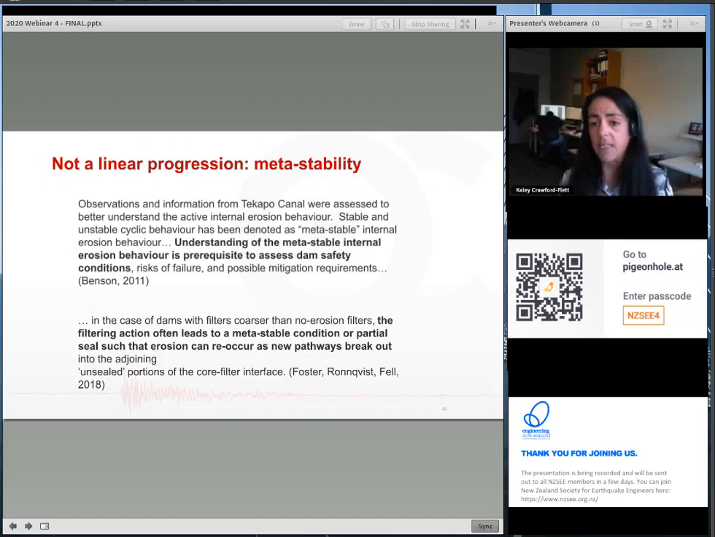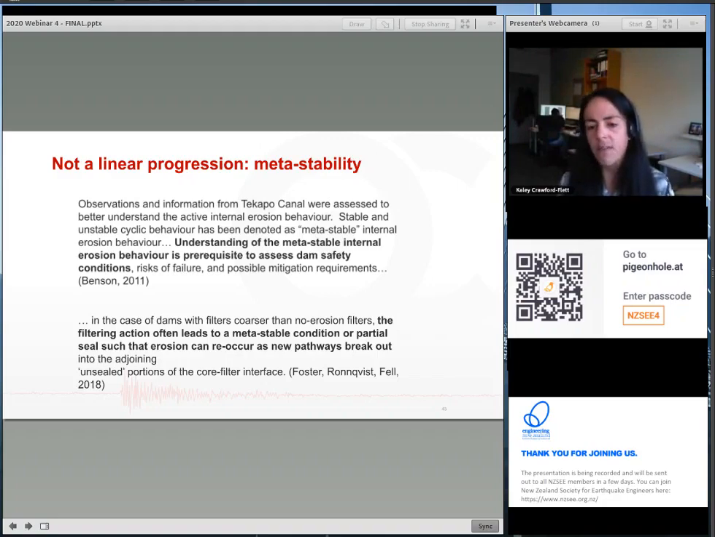We are seeing increasingly in the field and in the lab that internal erosion, particularly with the filter interface, is not linear. There's been a number of reports and observations, in my testing and others, around metastability. Tekapo Canal here in New Zealand was one where Benson in 2011 talked about metastable, stable and unstable cyclic behaviour over periods of weeks to years to decades. He notes that understanding of the metastable internal erosion behaviour is a prerequisite to assess dam safety conditions.